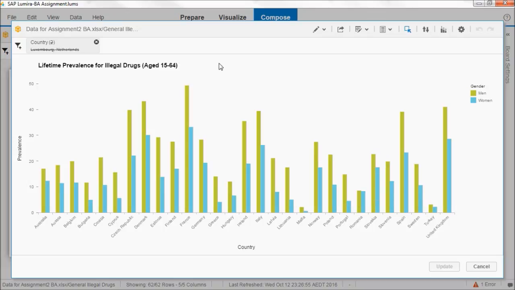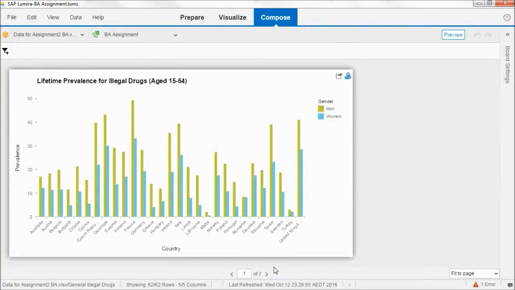However, according to the graph, the prevalence varies significantly for different countries, from which we can infer that cultural aspects also have an impact on the use of drugs. Moreover, the country that has the highest prevalence is France, with a prevalence of 49.30 for men and 33.20 for women. And the one with the lowest values is Malta, with 2.1 for men and 0.6 for women.